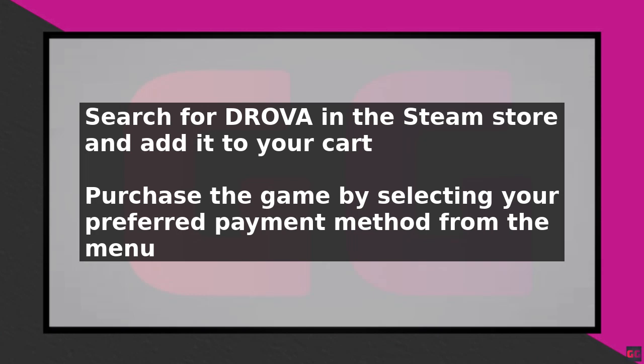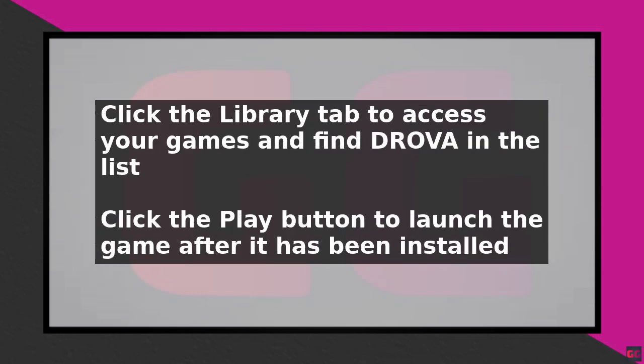Choose to purchase the game for your own account and proceed to payment, selecting your preferred payment method from the drop-down menu. After completing the purchase, the game will be added to your Steam library. To access it, click on the Library tab at the top left. Then find the game in your list of games and click on it.